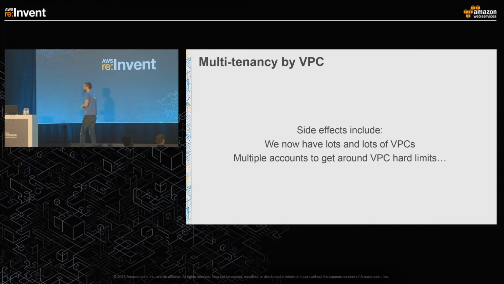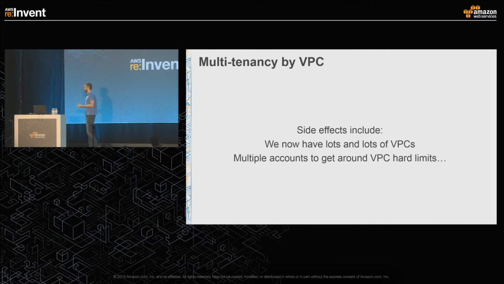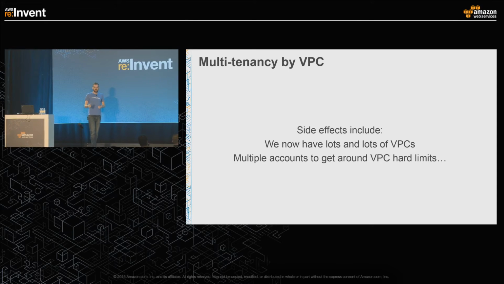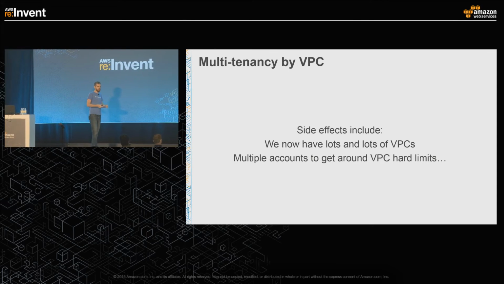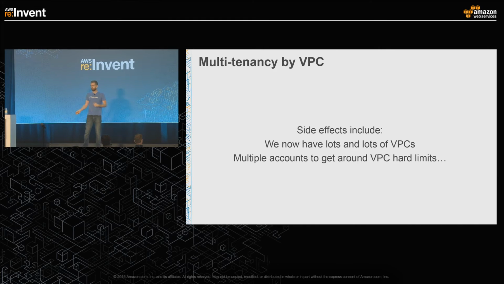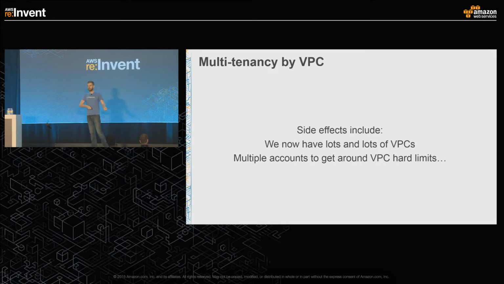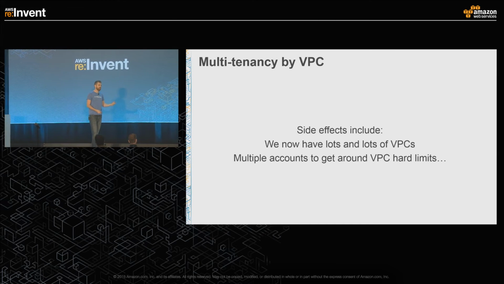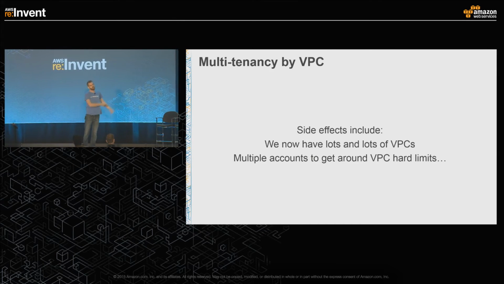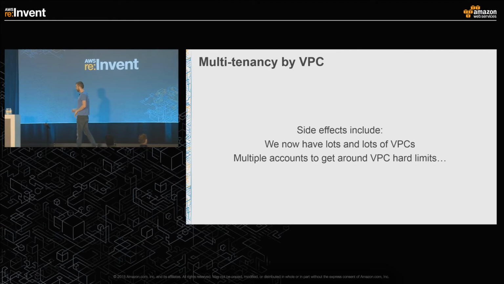So the side effects include we now have a lot of VPCs. We're actually getting to a point where there are actual hard limits on the number of VPCs you can have per account. So we're now having to run multiple AWS accounts just to get around that VPC limit. So we're almost stepping back to where we came from, but at least they're all owned and managed by us.